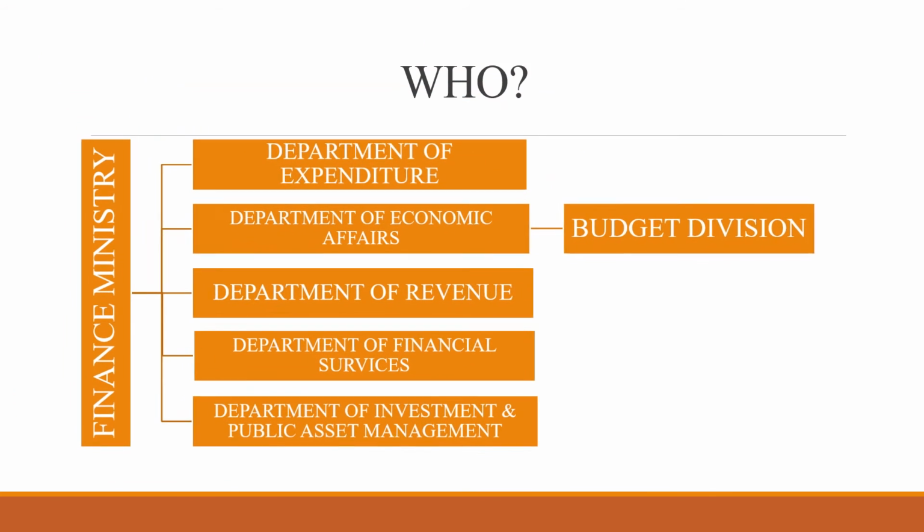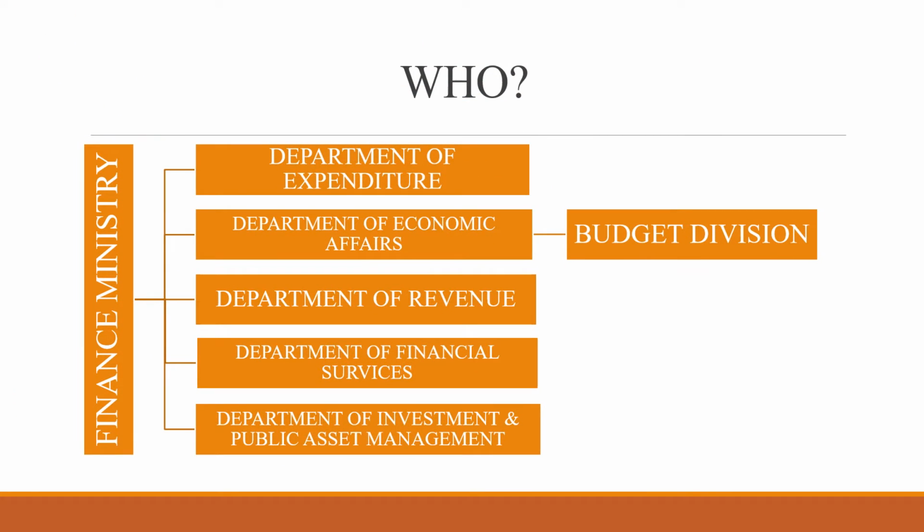Now, as most of you may know, the Finance Ministry is responsible for the creation of the budget. In the Finance Ministry, there are five departments, which are the Department of Expenditure, the Department of Economic Affairs, Department of Revenue, Department of Financial Services, and the Department of Investment and Public Asset Management. In the Department of Economic Affairs is the Budget Division. The Budget Division of the Department of Economic Affairs is the nodal body which is responsible for producing the budget.